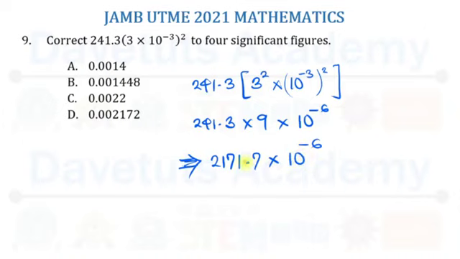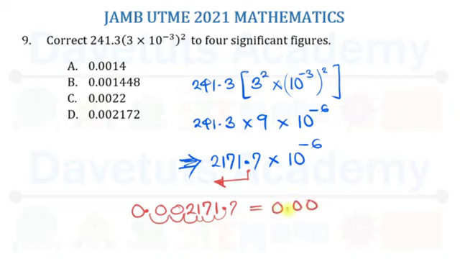10 raised to power minus 6 will mean that I will need to retract the decimal place back by 6 points, okay? So if I'm moving this decimal place back by 6 positions, let me have 2171. So this point I have 1, 2, 3, 4. I need to bring a 0, 5, another 0, 6. So it's going to be 0.002171, but I still have my 7 there. So this is 0.0021717.